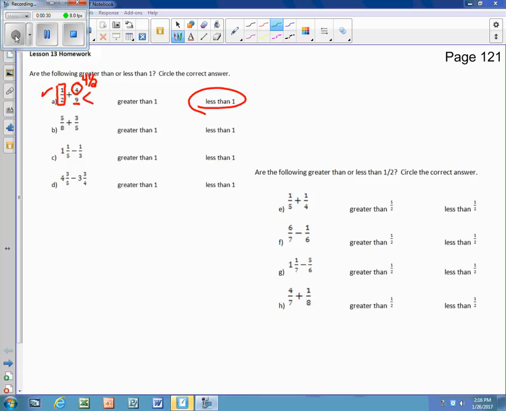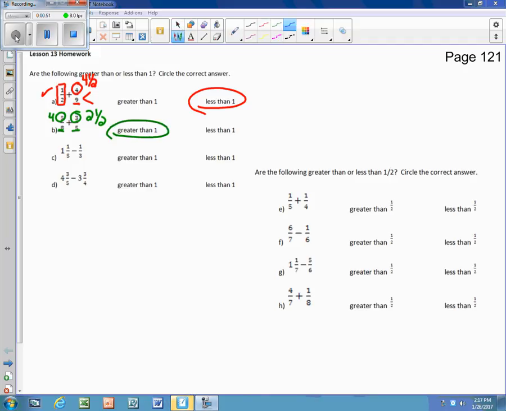Over here we have 5/8. Half of 8 is 4, so this one is 5, so it's greater than a half. Half of 5 is 2.5, so this is greater than a half. So when you have greater than a half and greater than a half, you're going to end up with greater than 1.